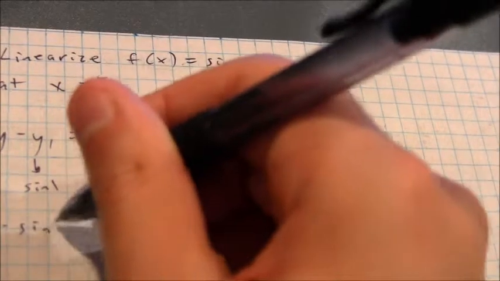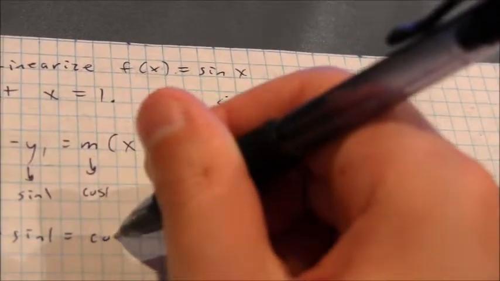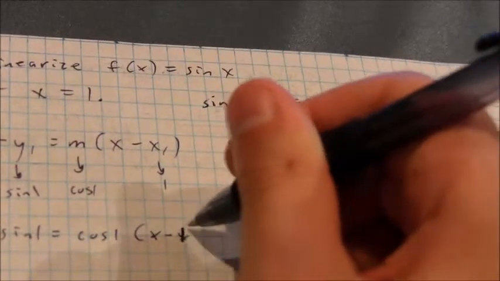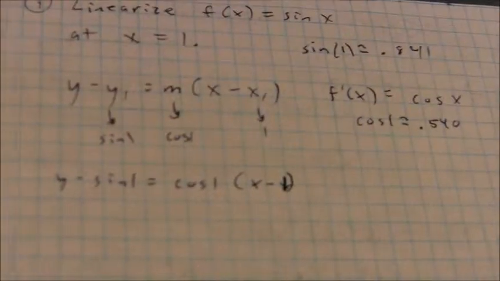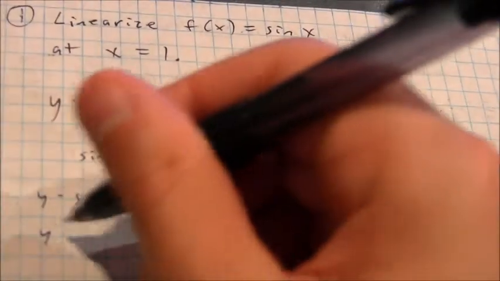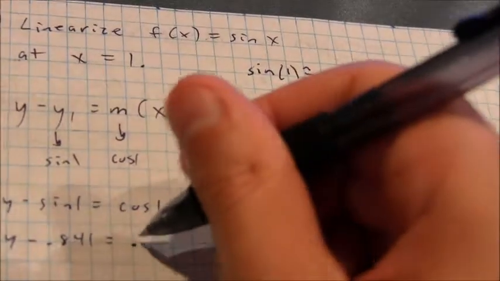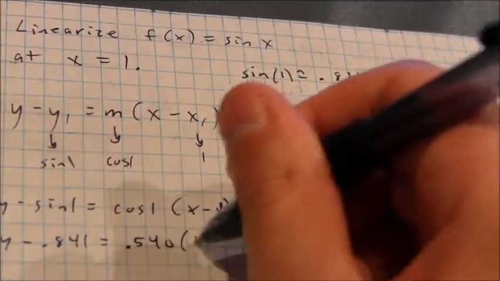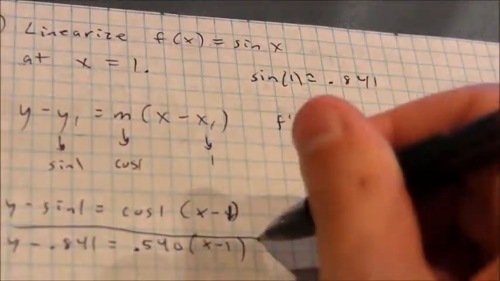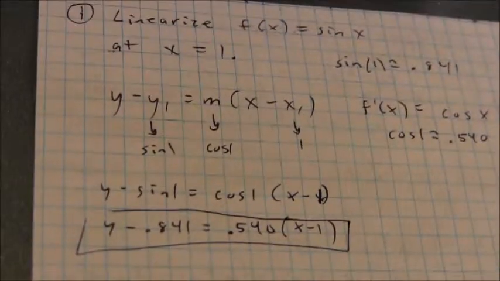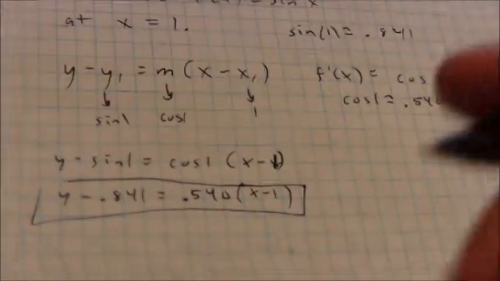And you can write this equation either as y minus sine of 1 equals the cosine of 1 times x minus 1, or you could write it as y minus approximately 0.841 equals 0.540 times x minus 1. That's the linear approximation of that equation.